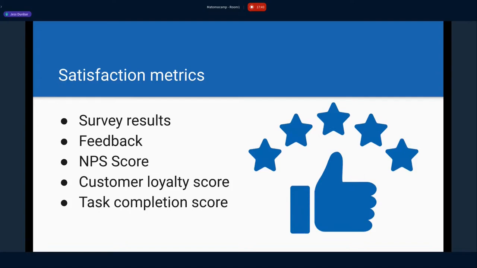Satisfaction metrics. These are crucial for gauging satisfaction and feedback. Some of these overlap a little bit, but survey results, regular feedback, and collection can offer qualitative insights into user satisfaction and highlight potential issues. There's customer loyalty scores. So how likely are users to recommend the intranet to their colleagues? Customer effort score is a measure of how easy it is to complete a task off of your intranet. So collecting and analyzing these metrics can ensure your intranet meets user expectations and contributes to higher satisfaction and engagement.